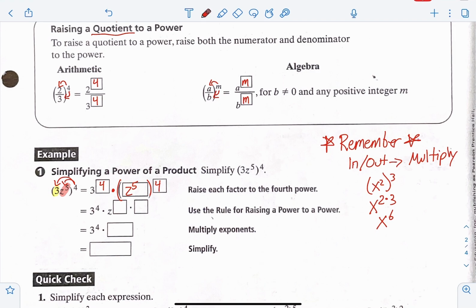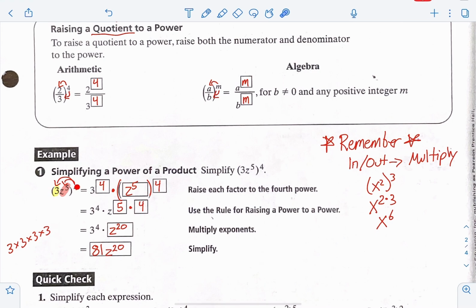So then to solve this, we still have 3 to the 4th, because we haven't done anything with that yet. And then z to the 5th on the inside, 4th on the outside. We're going to multiply those. So it's really z to the 5 times 4. 5 times 4 is 20. So we have 3 to the 4th times z to the 20. 3 to the 4th, 3 times 3 times 3 times 3 is going to give us 81. So we have 81z to the 20th as our answer.